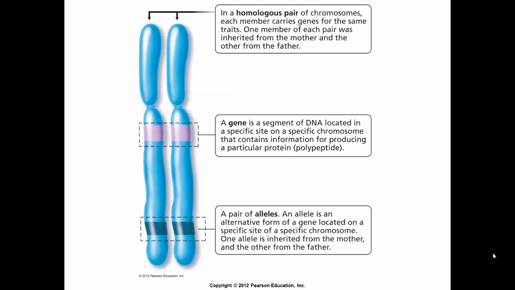This is an image that shows a homologous pair of chromosomes, in other words, the same chromosome that carries genes for the same traits. The gene is the specific segment of DNA that's considered the functional unit of inheritance. A pair of alleles is the alternate forms of a gene located at a specific site on a specific chromosome. One of these alleles will be inherited from the mother. The other allele will be inherited from the father.